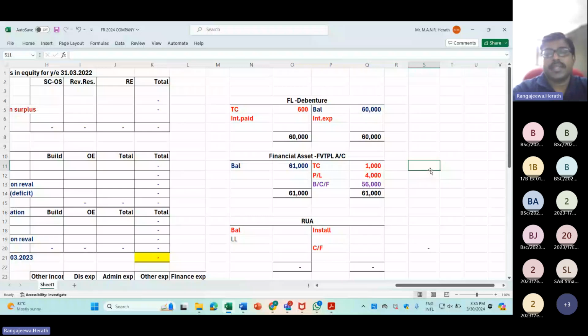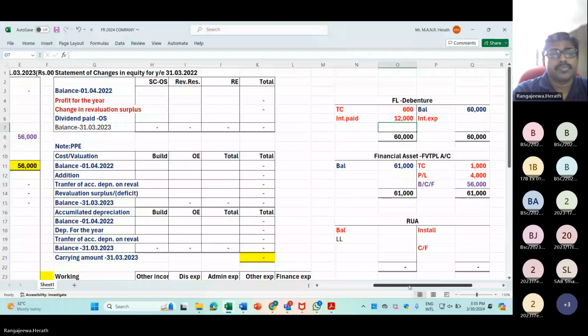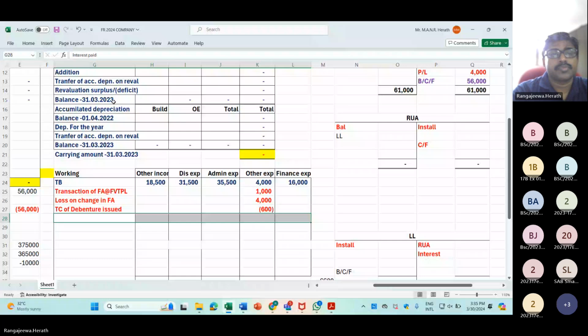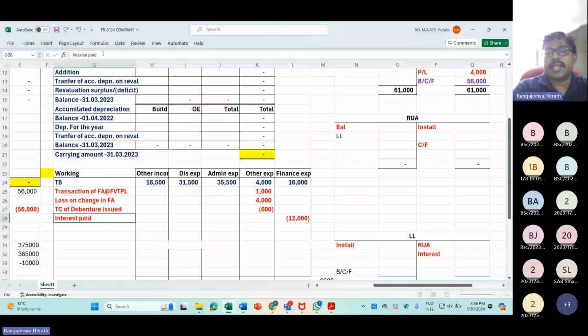The interest paid is 20% on this 600,000, which is 12,000, erroneously included in finance expense. So we can remove this from finance expense. Interest paid on debenture 12,000. Credit expense and debit to the financial liability account, debenture account.